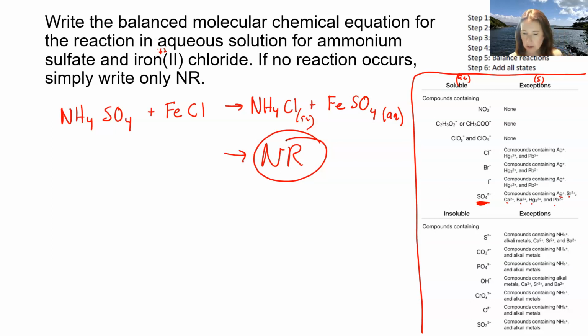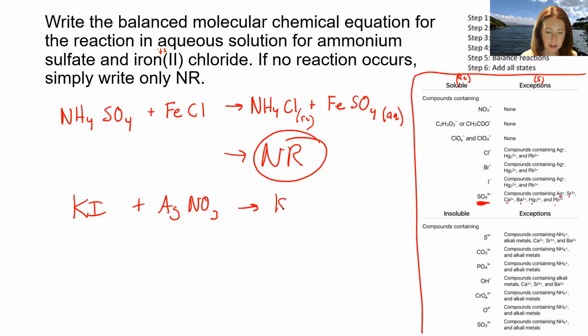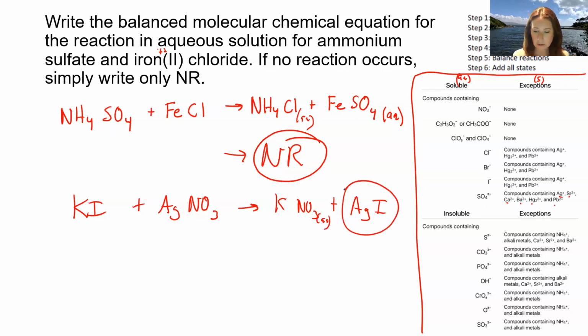Okay, so let's do one that actually occurs, just really quick. KI plus AgNO3. So when I do this, K stays first, Ag stays first: KNO3, AgI. I know this one's aqueous because I know all nitrates are soluble. I just memorized that one. So now I'm going to look for this one.